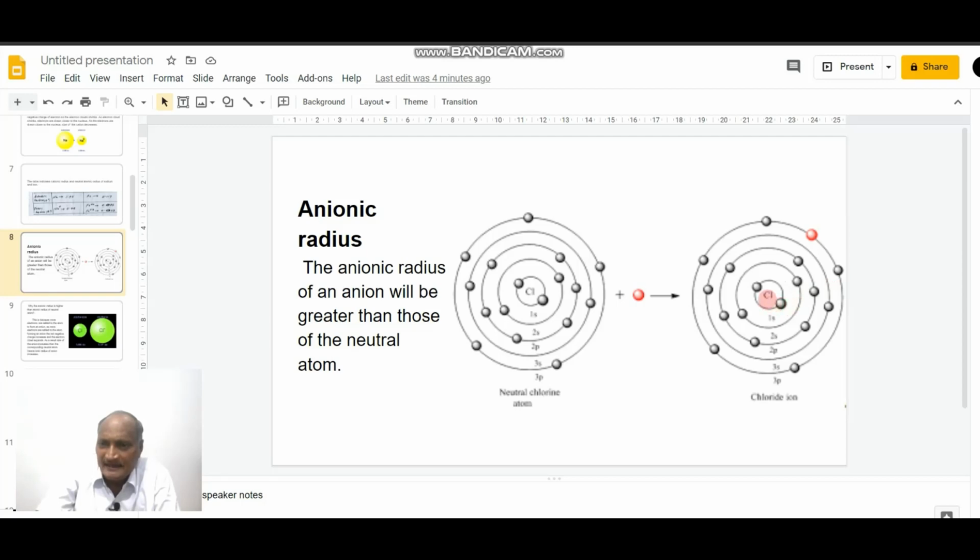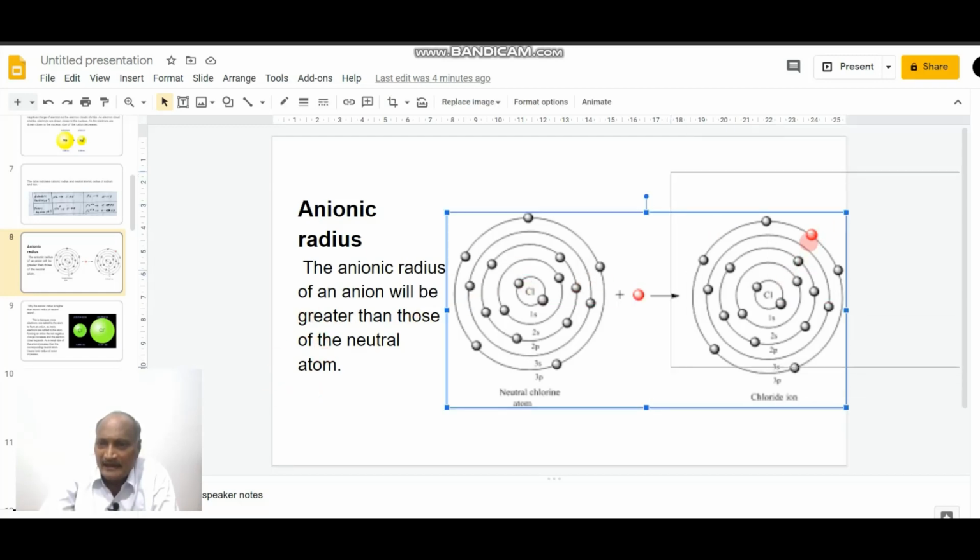So this diagram indicates the increase in the size of the ionic radius of the chloride ion. The ionic radius of an anion will be greater than that of the neutral atom. This is due to the addition of an electron.